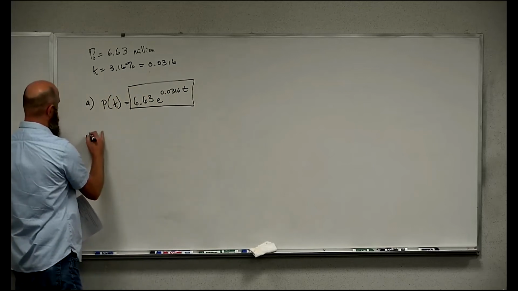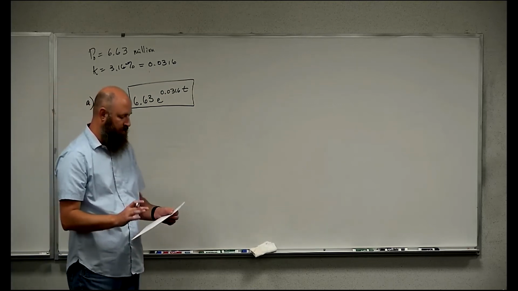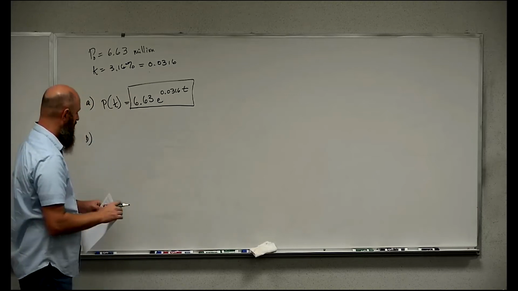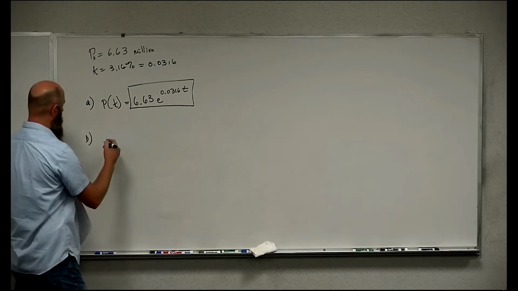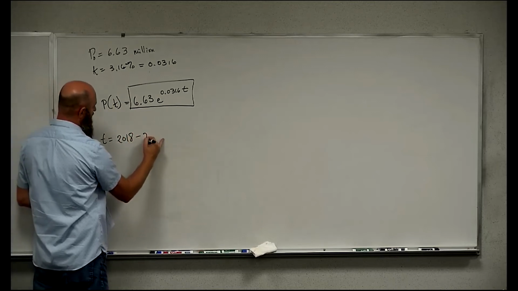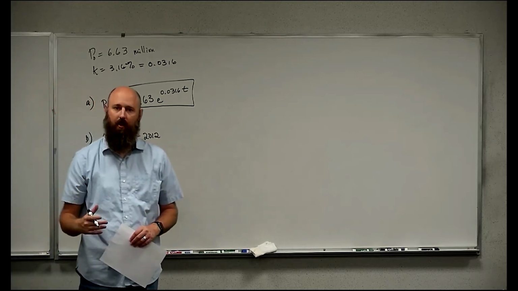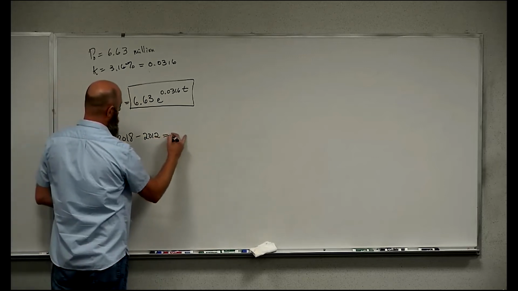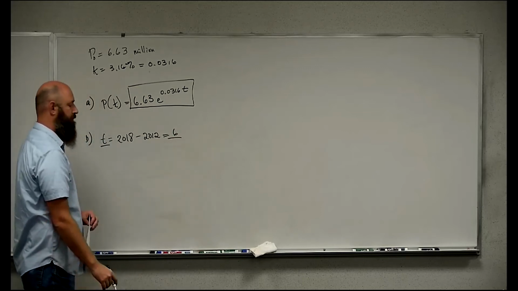All right, part B. It wants to know what is the population of the city in 2018 based on this model, okay? So what we do there is we need to find how many years we had there. So first, T is going to equal 2018 minus 2012, because 2012 was our initial year. That's when we started, was in 2012. And so we get 6. Okay, so T equals 6.